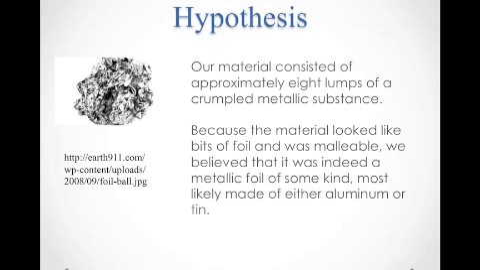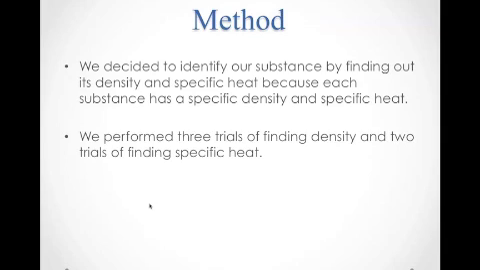But, of course, a hypothesis is just the beginning of the scientific method. So we had to test our hypothesis by finding out the identity of our mystery metal. And to do so, we had to find certain qualities that are unique to one substance. And there are several of these qualities. The ones we chose were density and the specific heat capacity. And we just performed multiple trials of these calculations in our lab.